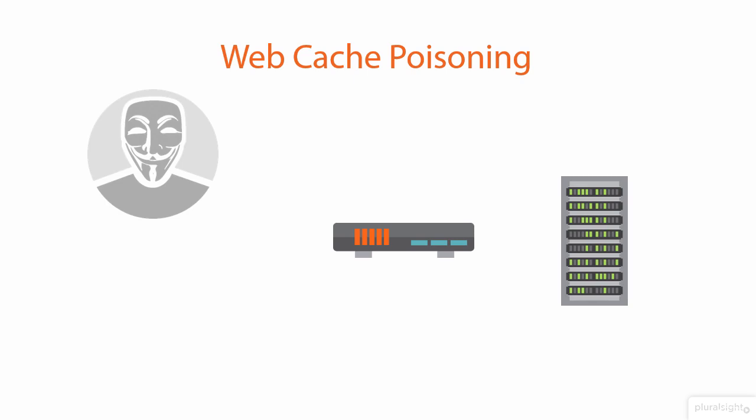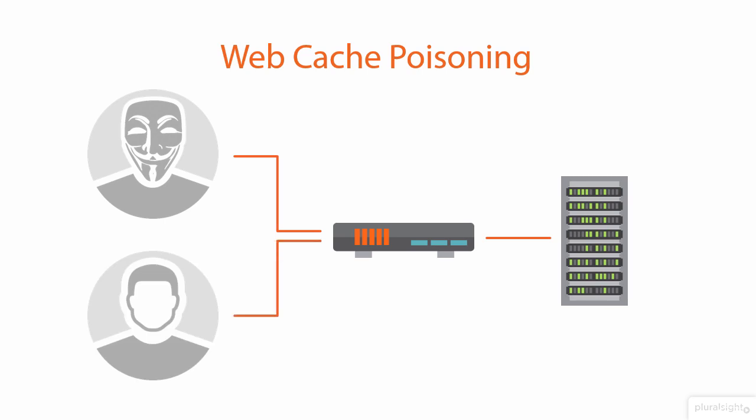Now we have our attacker, and the attacker is going to make a request to the website through the caching appliance. And what the attacker is trying to do is to make a request that will result in a malicious response that gets cached. Now the whole idea of once content is cached is that when a user goes and accesses that same resource, they get the cached version. They don't get the one from the server, they get the one from the cache.